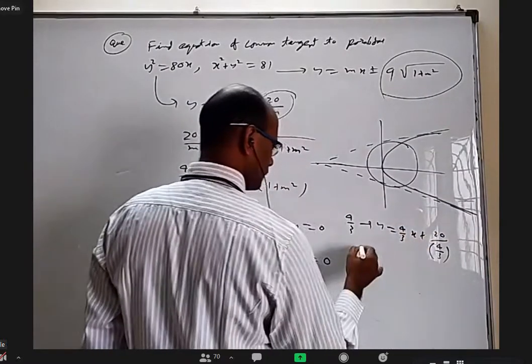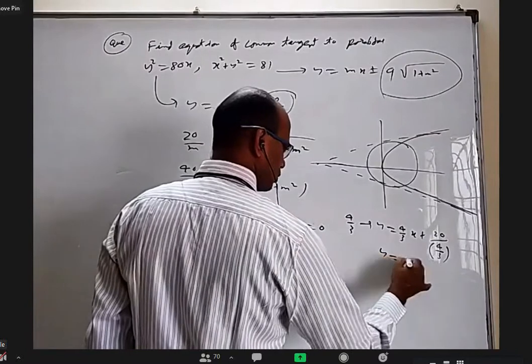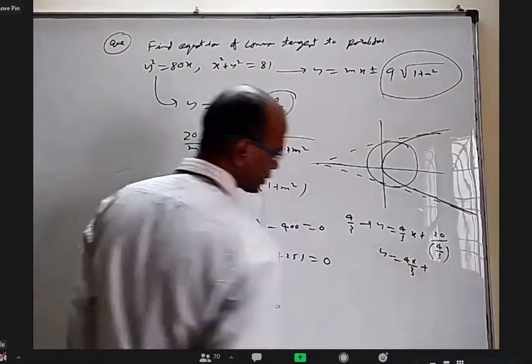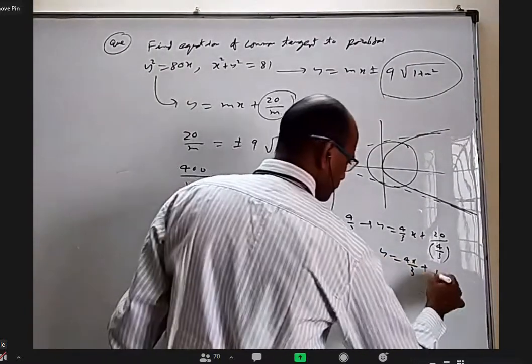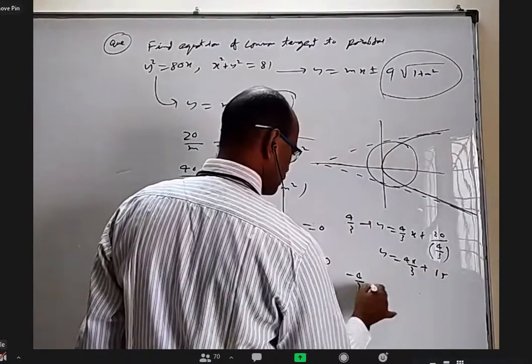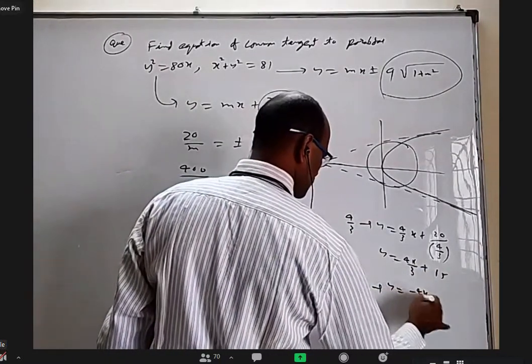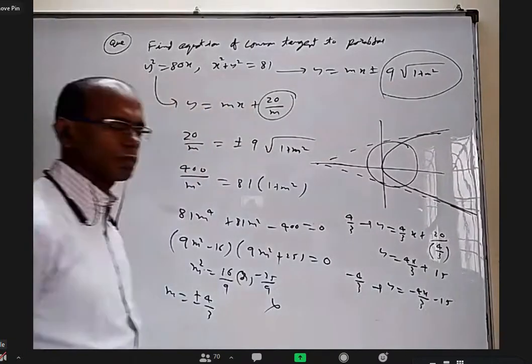So when I put 4 by 3, y is equal to 4 by 3 into x plus 20 by 4 by 3, which is 4x by 3 plus 15. Then I put minus 4 by 3: y equal to minus 4x by 3 minus 15. It is simplified properly.